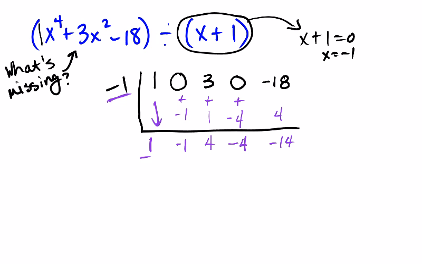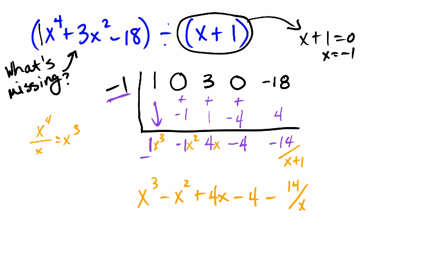Remember, this is your remainder, so that is over x plus 1. That's what I was dividing by. Negative 4 is your constant term. And to figure out what would go first, take x to the fourth and divide it by x, which would be x to the third. And so I'd have 1x to the third minus 1x squared plus 4x minus 4. So we'd write our answer as x cubed minus x squared plus 4x minus 4 minus 14 over x plus 1. And that's how you do synthetic division.